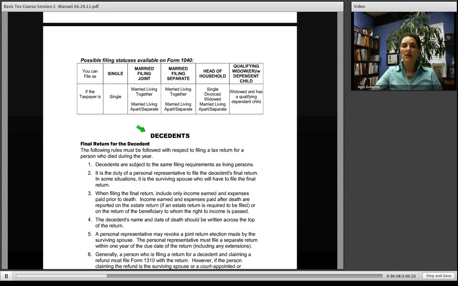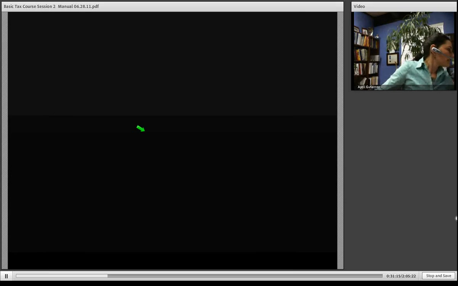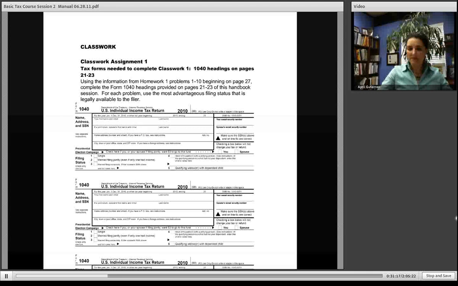The next part of today's class is to go on and talk about decedents. But I think this would be a good time to break from the sound of my voice and do a classwork exercise. And the classwork exercise is near the back of your manual, beginning on page 21. So let's just go there.